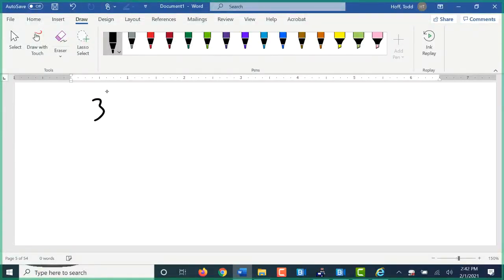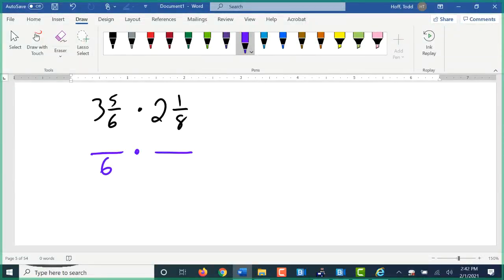Let's do 3 and 5/6 times 2 and 1/8. So first step is to do what? Turn them into improper fractions. So 3 and 5/6 becomes how many sixths? Well, 3 times 6 is 18, but we have to add the 5, right? 23. 2 and 1/8 becomes how many eighths? 17. There you go. 2 times 8 is 16 plus 1 is 17.